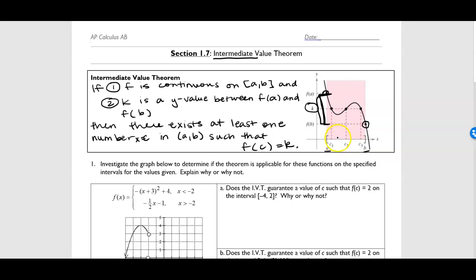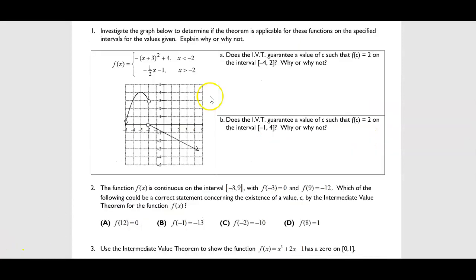So for example, if my y values are between 5 and 10 and I choose a y value 7, I would have to reach that at some point. But it's important that that value is between those two. So if my y values were 5 and 10 and I chose 12, I wouldn't necessarily have to hit 12. I could hit 12, but I don't have to. So it's important that my x values are between the x values of my endpoints and my y values are between the y values of my endpoints. So let's actually see if the intermediate value theorem, or we call it IVT, applies.